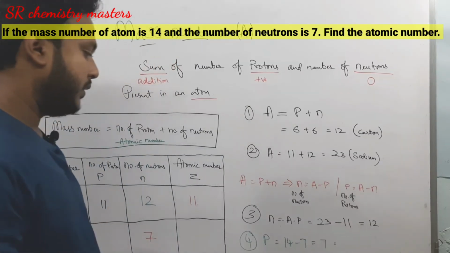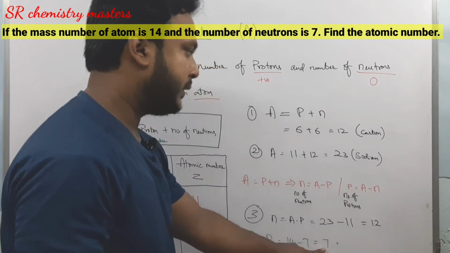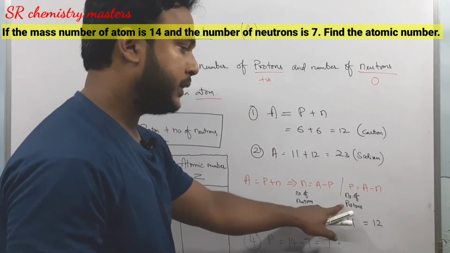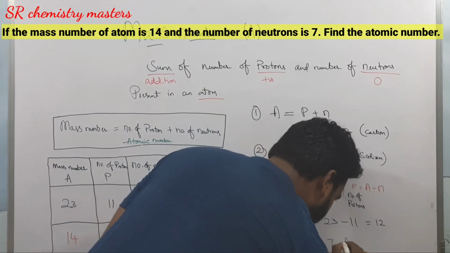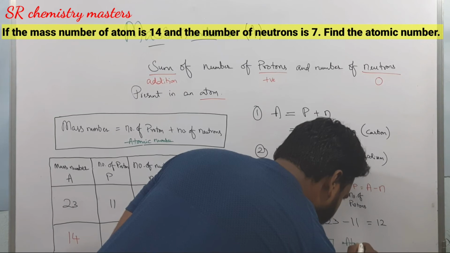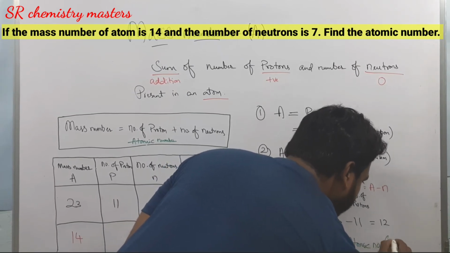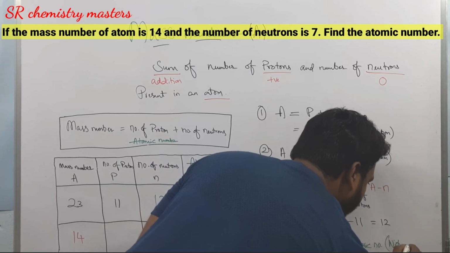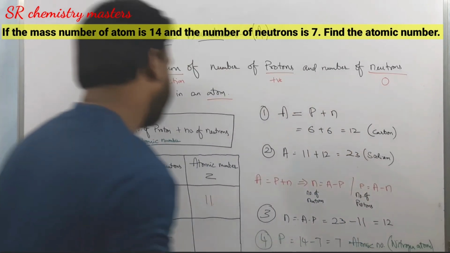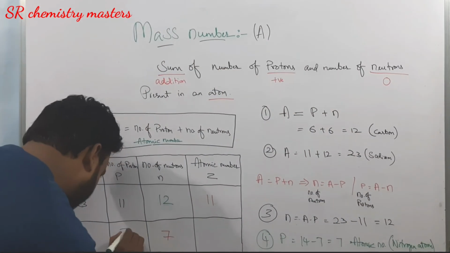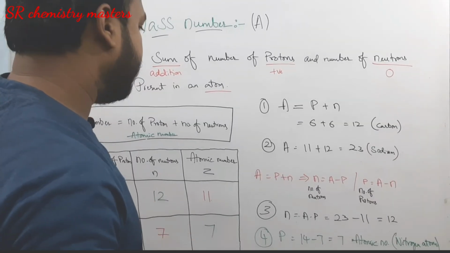7. Here you have got the number of protons as 7, and you know that always the number of protons is equal to the atomic number. So here the 7 is the atomic number, and it is the atomic number of the nitrogen atom. 7 is the atomic number of nitrogen atom.